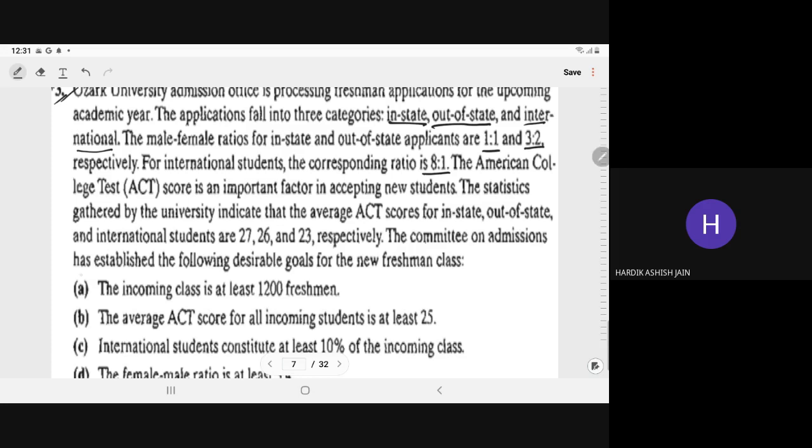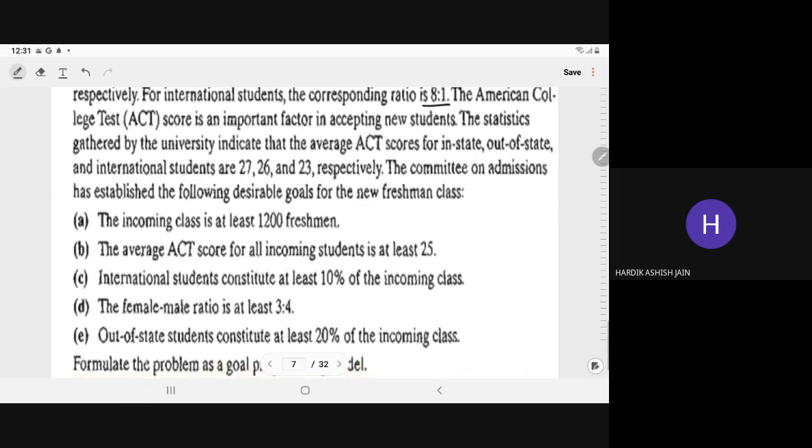So these are the 5 goals set by the administration. What are the goals? The incoming class is at least 1200 freshmen. That means the total admission must be at least 1200. That is one goal.